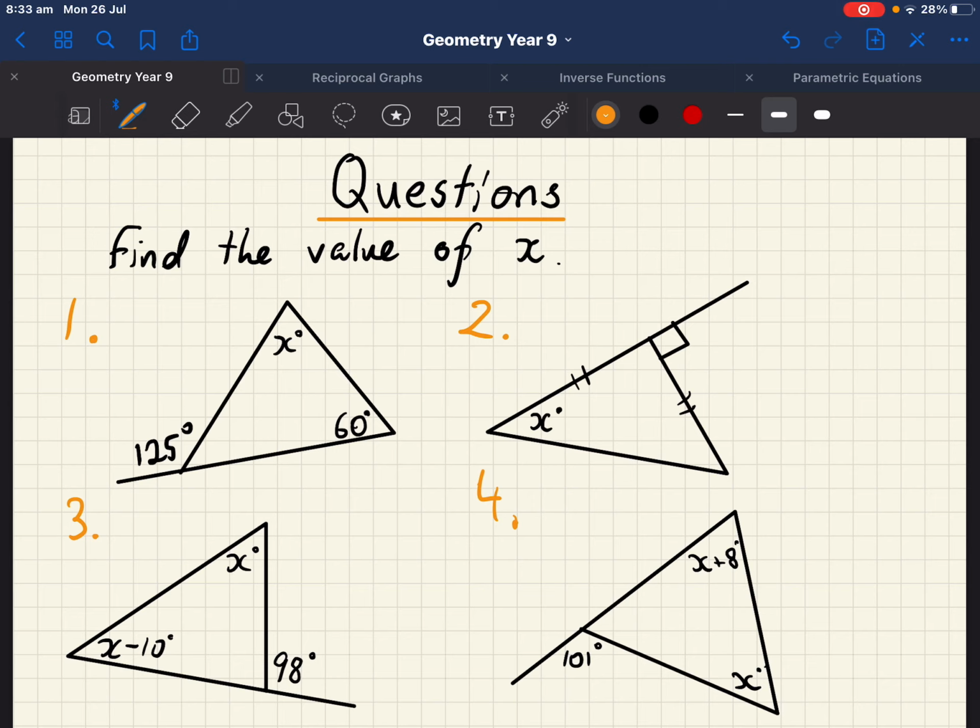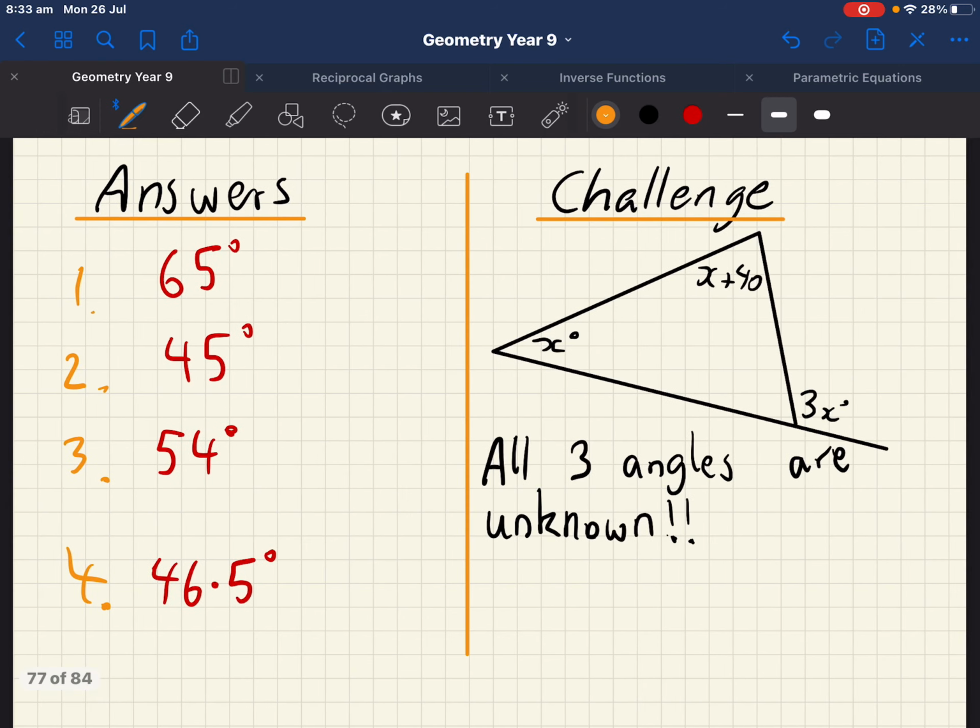Okay, so hopefully everyone had a go. If you couldn't work out some of them, at least as long as you tried, and hopefully you managed to get a couple of them out. These are the answers you should have got. The first was 65, second 45, 54 degrees, and the last one was 46.5 degrees. If you got the decimal and freak out, don't worry, it was meant to be a decimal. So they're the answers you got. So hopefully you had some success with those questions.